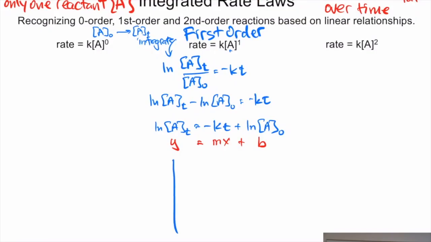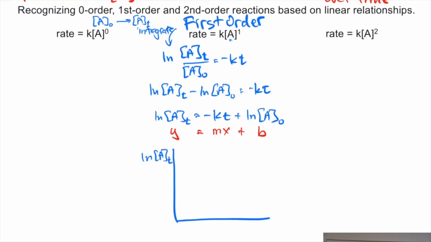Let's plot that out. The y-axis is going to be the natural log of A at any time t, and the x-axis is x, that's t, that's time. And the slope is negative k, so we have a negative slope. That looks like this. And the negative slope equals minus k.